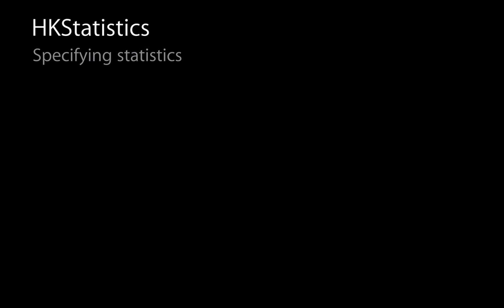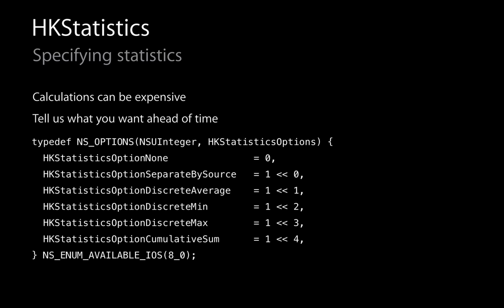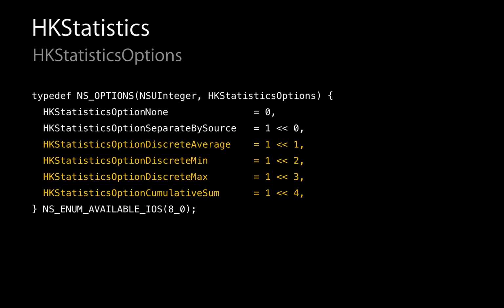Now back to statistics. As you may or may not know, generating statistics on large amounts of data can be rather expensive. Because of this, we have you tell us what you want ahead of time, using a bit mask of HKStatisticsOptions. Average, min, max, and sum each have their own statistics option. These are marked as either discrete or cumulative. If you ask a cumulative type for a discrete statistic, we're going to throw an exception.